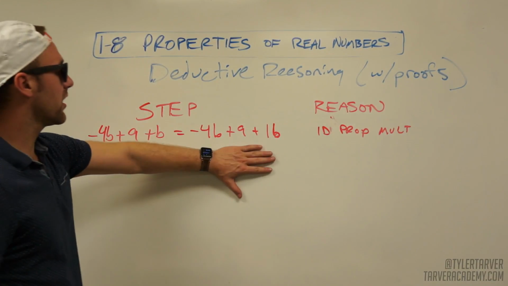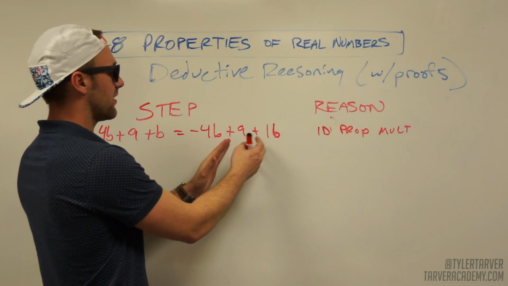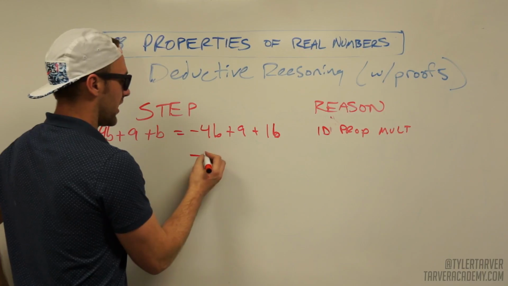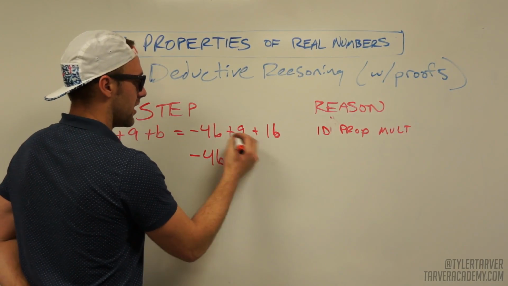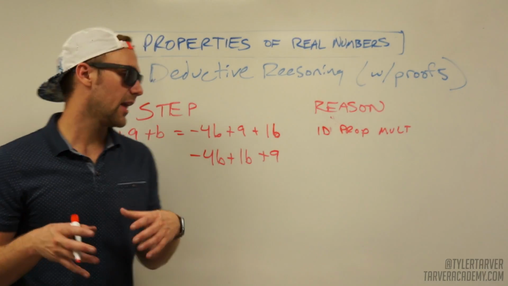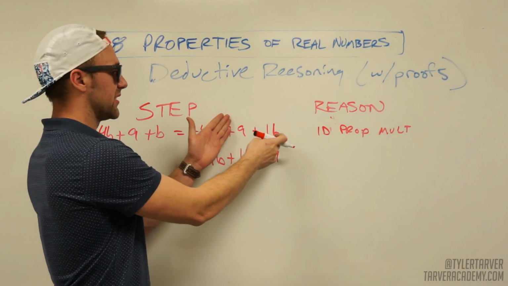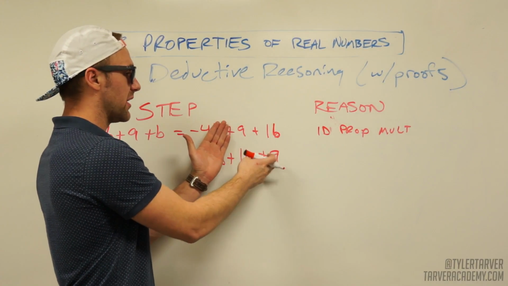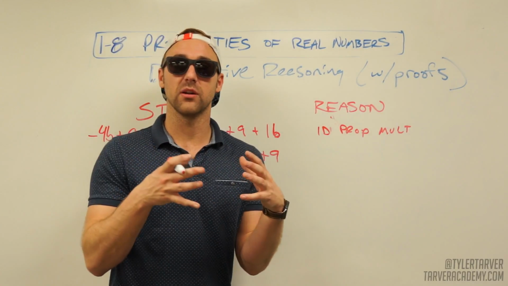All right, next thing I want to do is I want to reorder this. I want to put it where I've got this over here, something there, and then something there. So I'm going to do negative 4b plus 1b plus 9. Now I want to think, what property allows me to say that 9 plus 1b is the same as 1b plus 9, switching around? We're adding, so I know that addition is going to be involved.